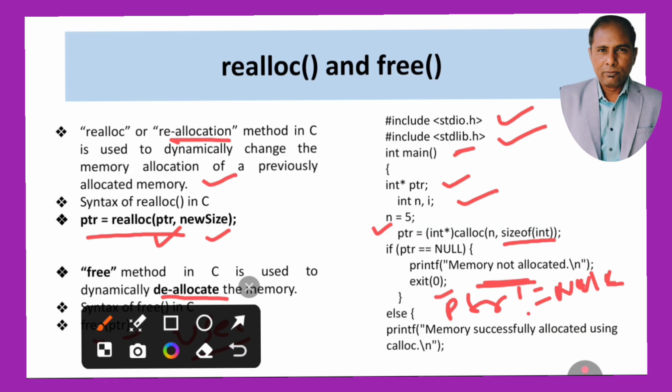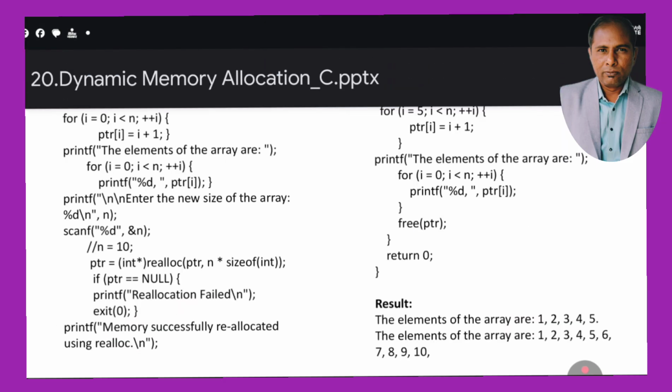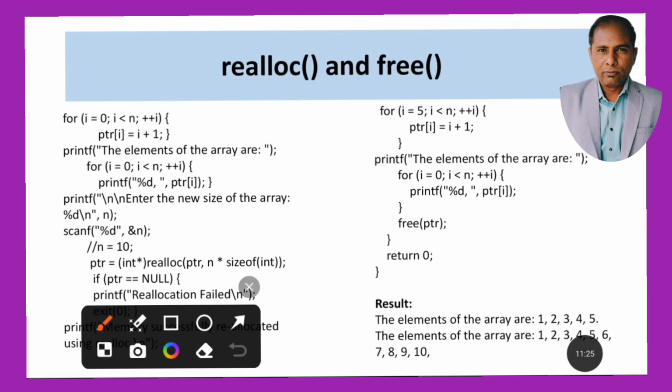If ptr is not equal to null, the memory is allocated. So we can print that the memory is successfully allocated using the calloc function. Now we can put some data into whatever memory is allocated.